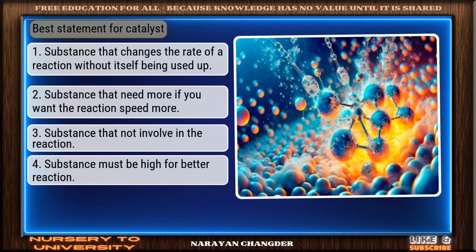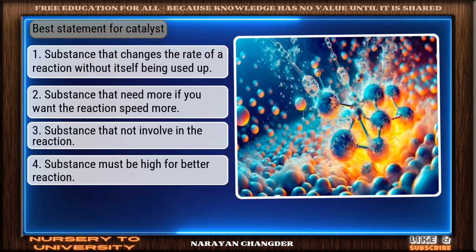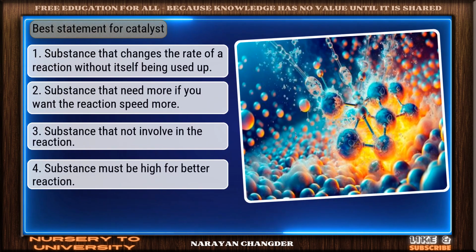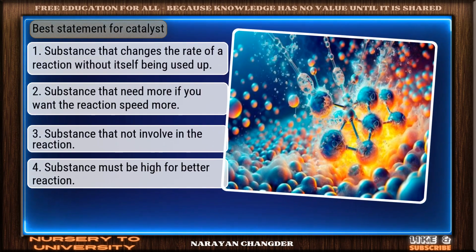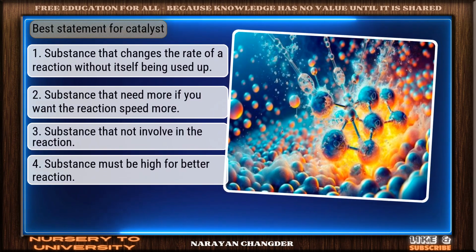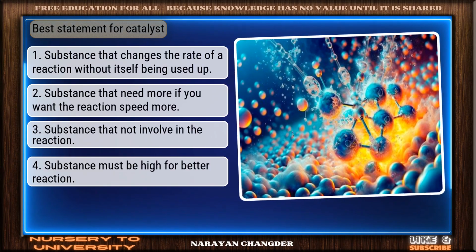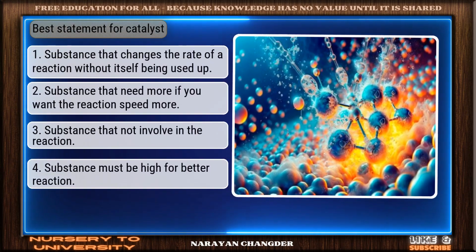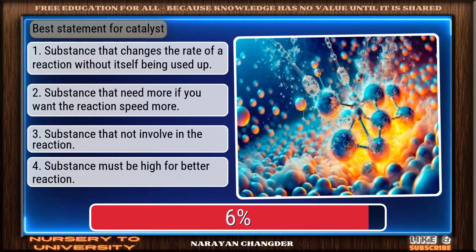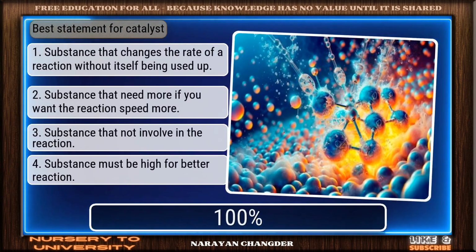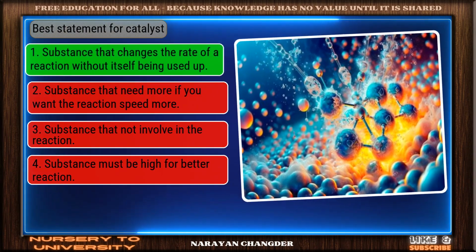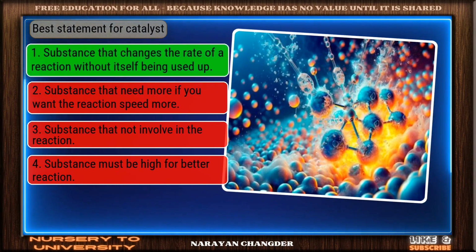Best statement for catalyst. Option 1, substance that changes the rate of a reaction without itself being used up. Option 2, substance that needs more if you want the reaction speed more. Option 3, substance that is not involved in the reaction. Option 4, substance must be high for better reaction. That's it: substance that changes the rate of a reaction without itself being used up.